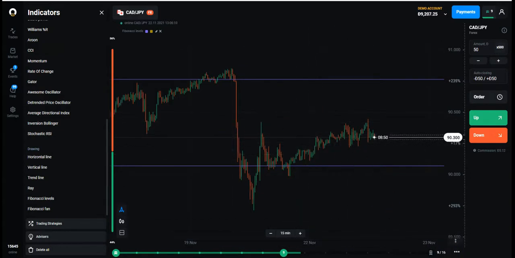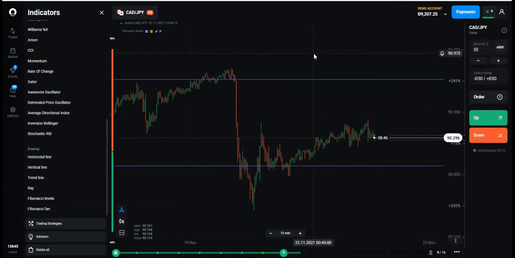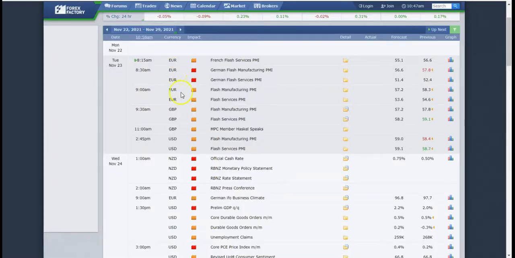It is now the beginning of the New York session, and let's just see whether there is any CAD or yen news for today.